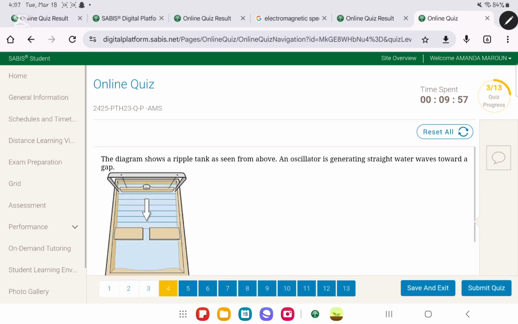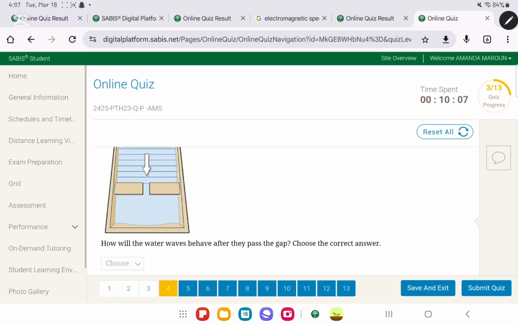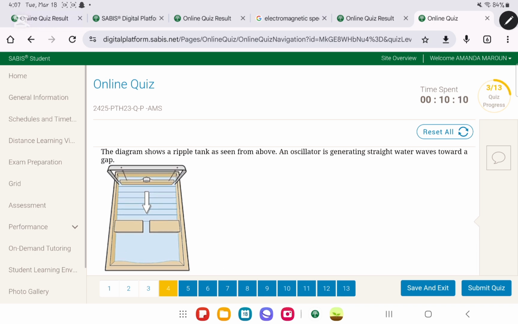We move on to question number 4. The diagram shows a ripple tank as seen from above. An oscillator is generating straight water waves toward a gap. How will the water waves behave after they pass the gap? Look what's going to happen. We have the water waves, they are straight lines, and then we have a gap.